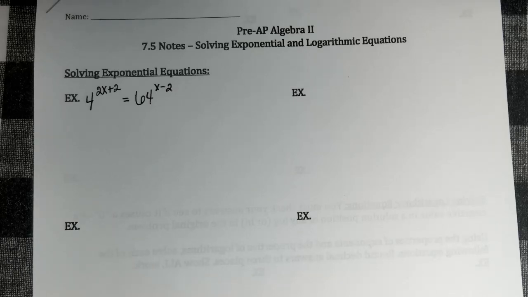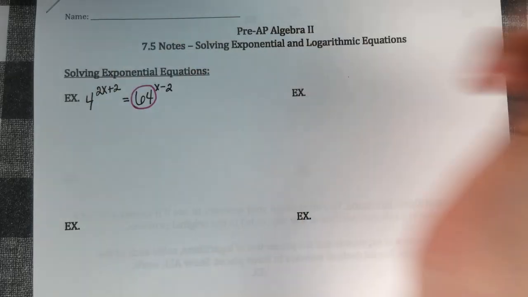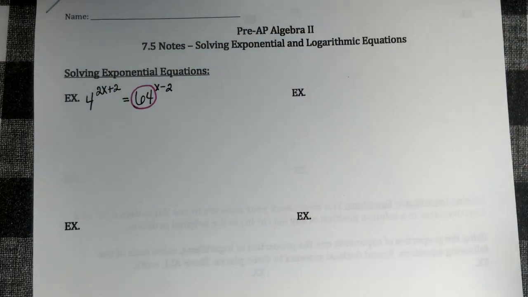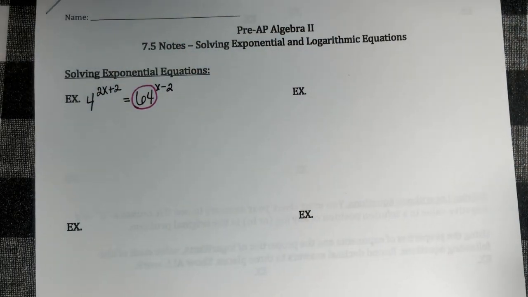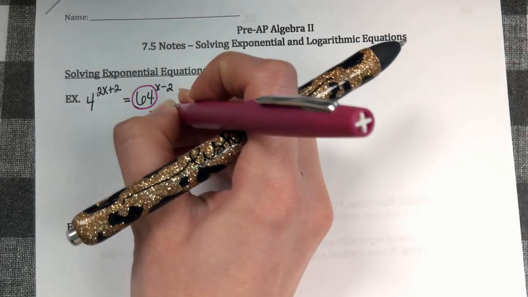Now that y'all have done 7.3, you should be able to look at that, and you don't need any knowledge of 7.5 to be able to solve that. Okay, if I have a 4 and a 64, what could I do? I'm going to change the larger number down to the smaller base, just like we did in 7.3. Okay, so 64 can now have a base of 4, and that is 4 cubed.